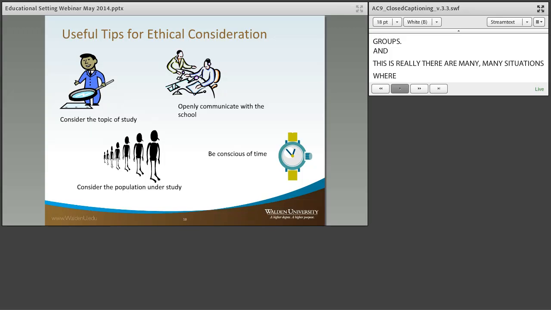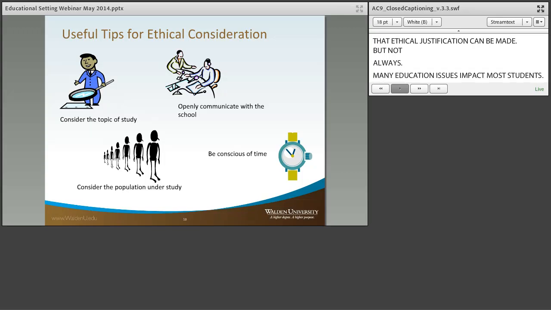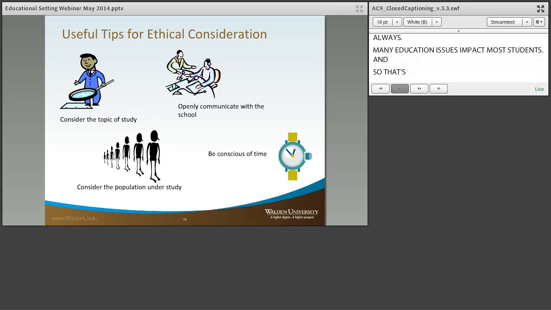Many education issues impact most students. And so that's just something we want our researchers to be aware of, to not exclude populations just because they personally want to focus on one. Their justification needs to be based on their research, which is founded in their literature.